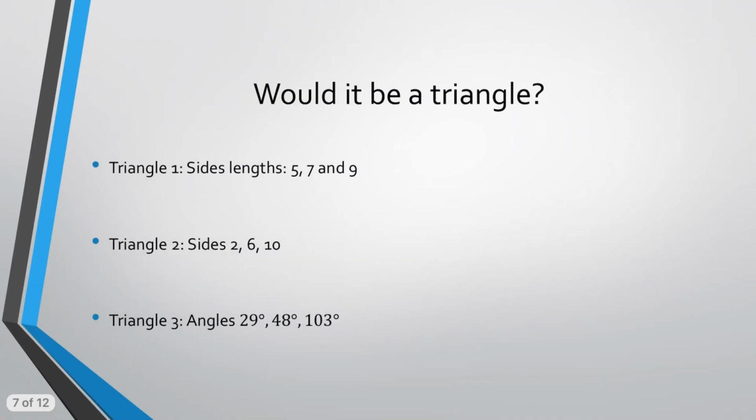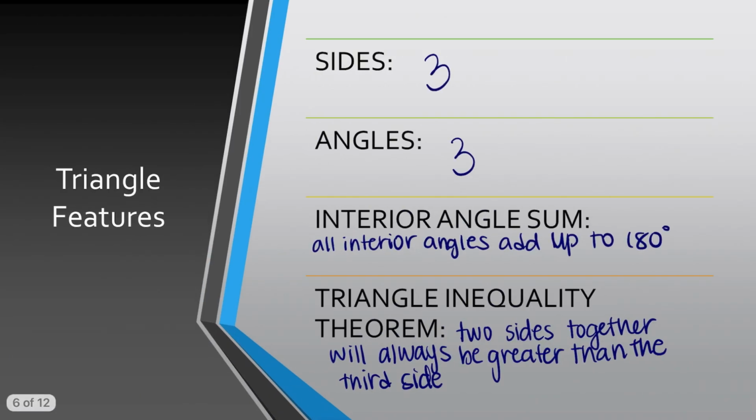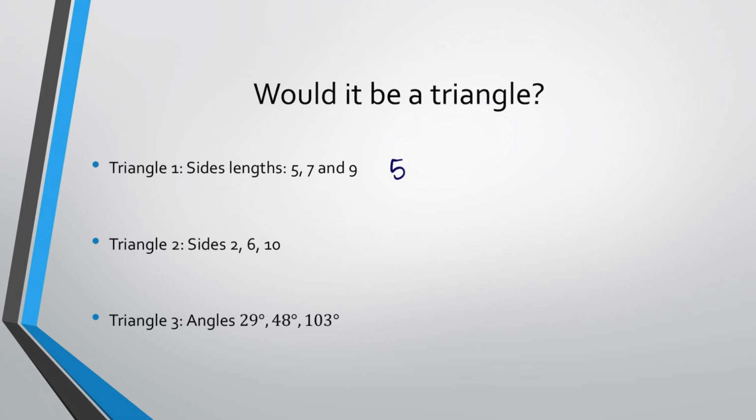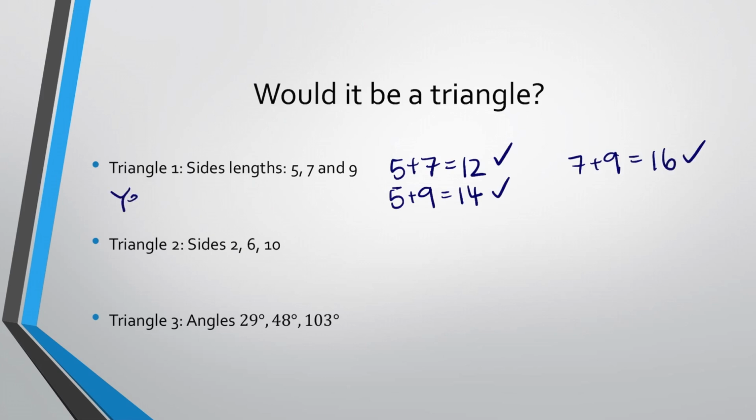So let's take a look at some different scenarios and make sure that they would be triangles. So for example, side lengths 5, 7, and 9. We don't know anything about the angles, but we can use the triangle inequality theorem, like I said here, with the two sides greater than the third side. So let's check. 5 plus 7 equals 12. 12 is greater than 9, so check. 5 plus 9 is equal to 14. That's greater than 7, check. And 7 plus 9 is equal to 16. That's greater than 5, check. So yes, this would be a triangle. It would probably look like, let's say this is 5, and then this is 7, and this would be 9 or something like that. It's not super exact, but you can pretend.